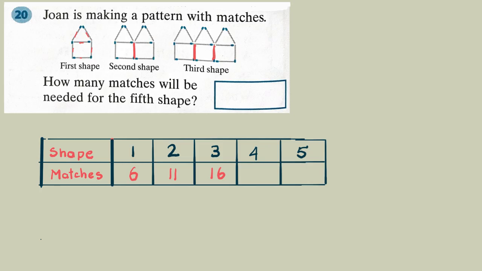The 4th shape will therefore be 4 times 6. That means it's 24, and 3 matches will be common, so we'll have 21.